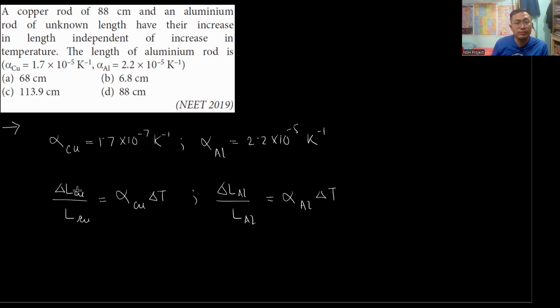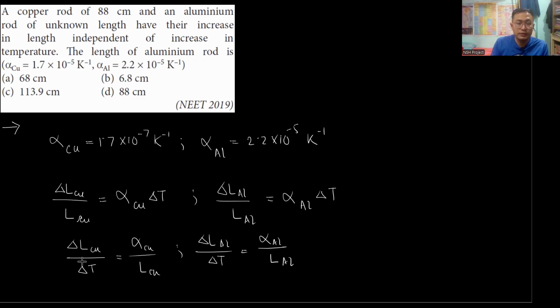The increase in length is independent of increase in temperature, so delta L and delta T are the same for both. So delta L of copper divided by delta T is equal to alpha of copper by L of copper, and delta L of aluminium divided by delta T is equal to alpha of aluminium by length of aluminium. Since these are independent of temperature, the right sides of the two equations are equal.